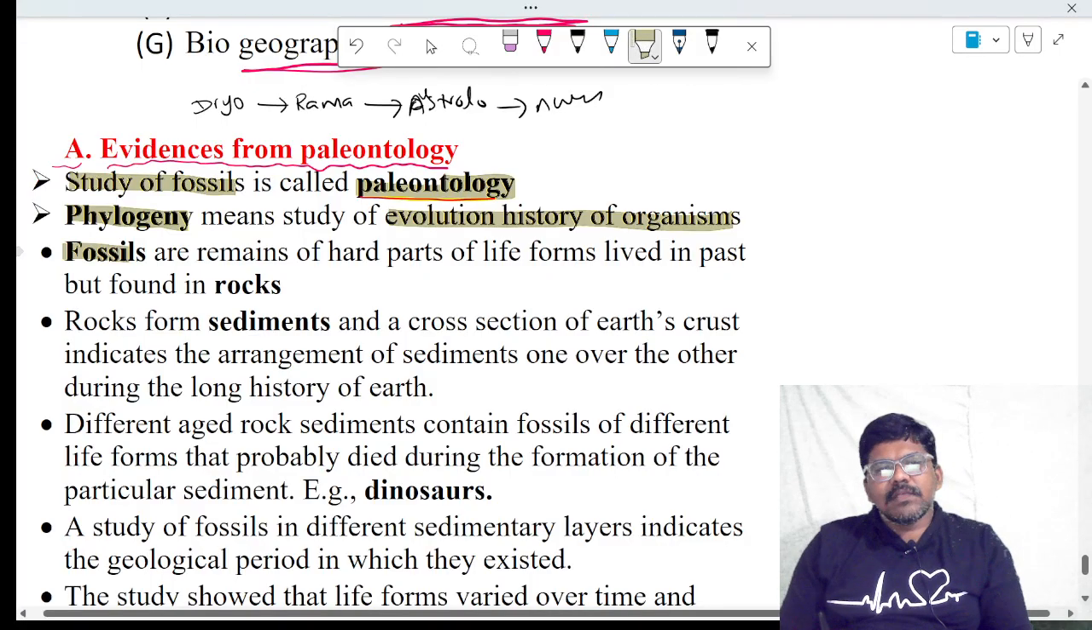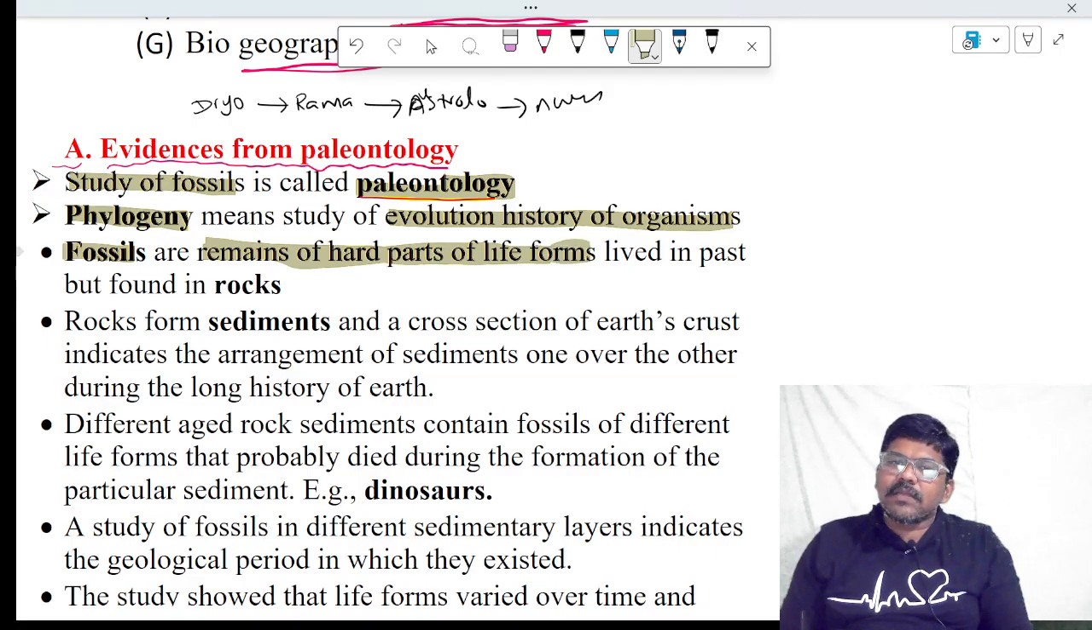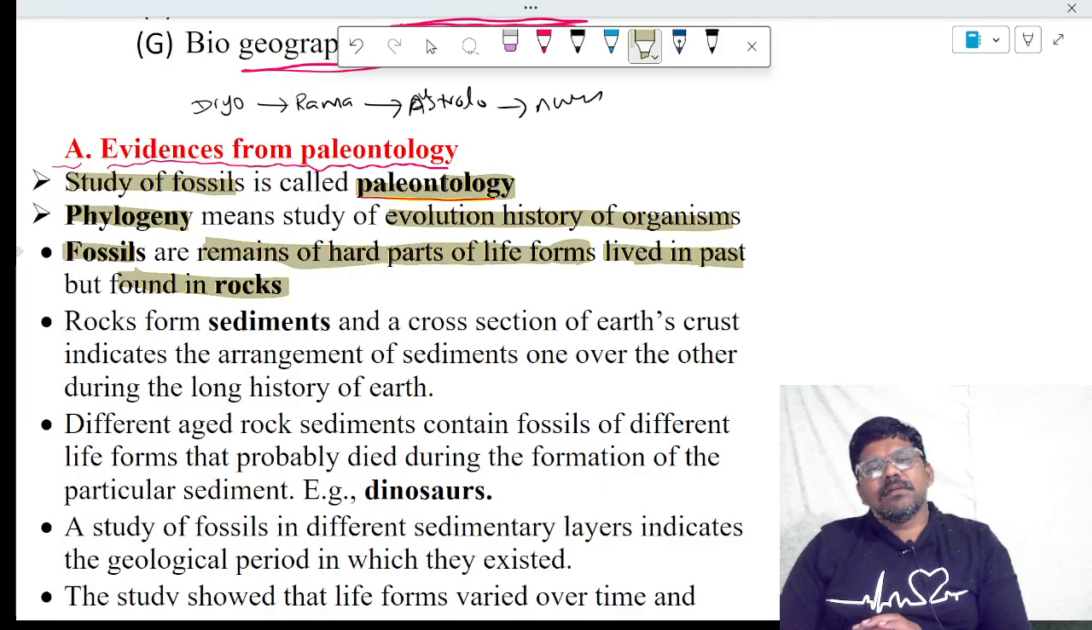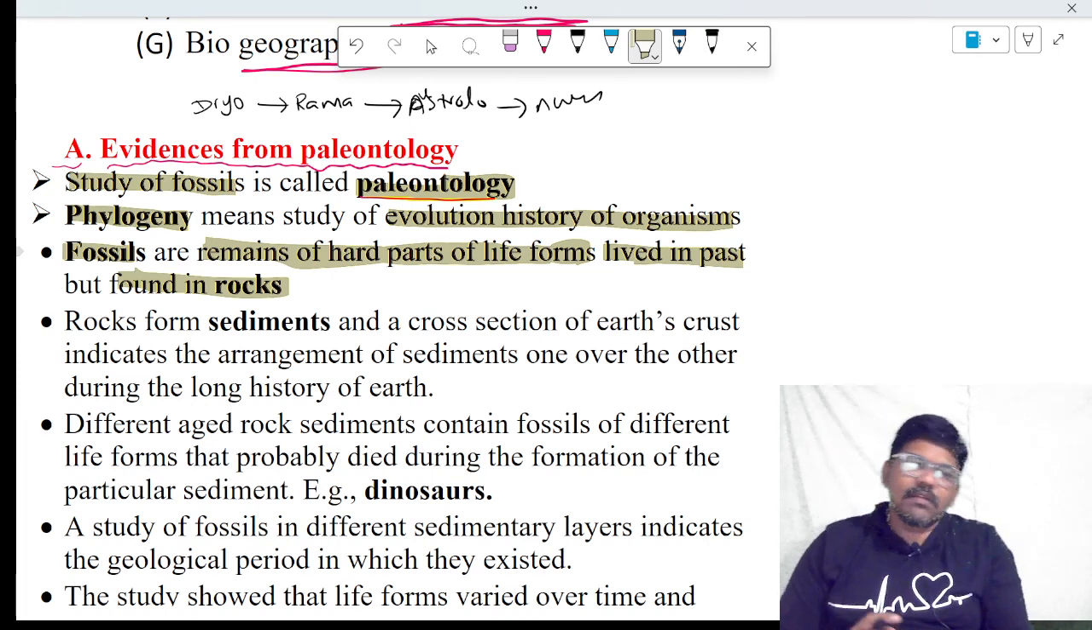Now we will see what fossils are. Fossils are remains of hard parts of life, like teeth, bones, etc. Not present day organisms, but hard parts of life forms that lived in the past and are found in rocks. Once upon a time those organisms lived on earth, but after death, blood and flesh decompose. Only the hard parts are found in the rocks.